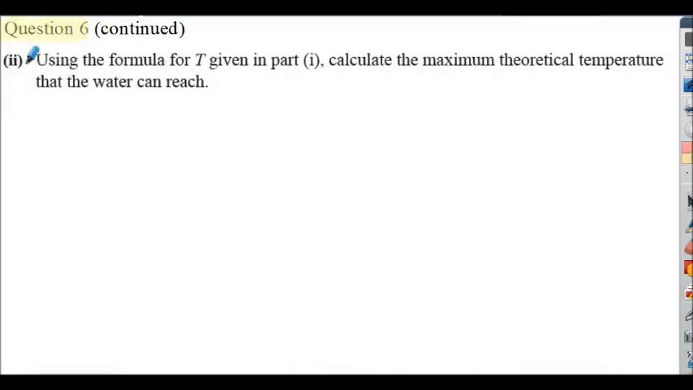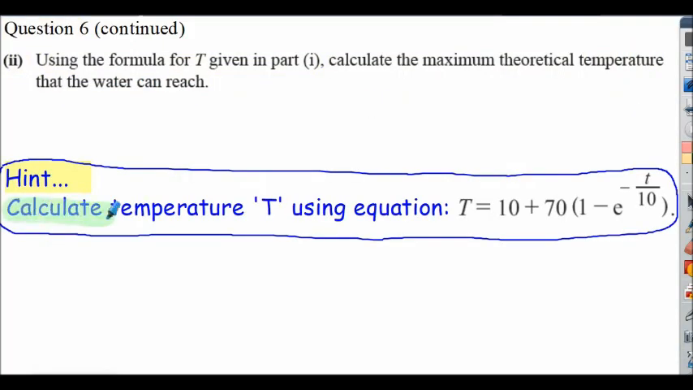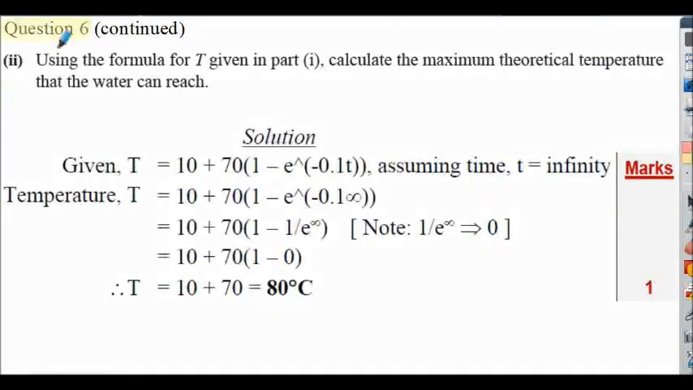Here's question 6 part 2. Using the formula for T derived in part 1, we've got to calculate the maximum theoretical temperature that the water can reach. Our hint in this case is to calculate temperature T using the equation that we derived previously. This is just an evaluation question. Solution shown on the following slide. Question 6 part 2 solution. T evaluates to be 80 degrees C.